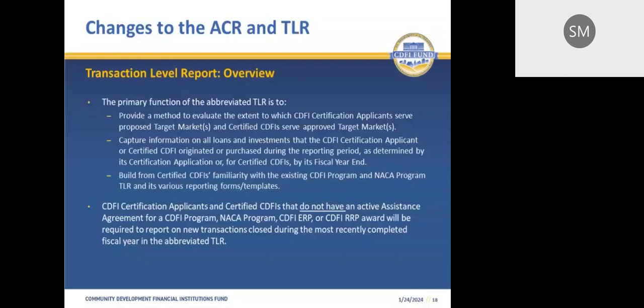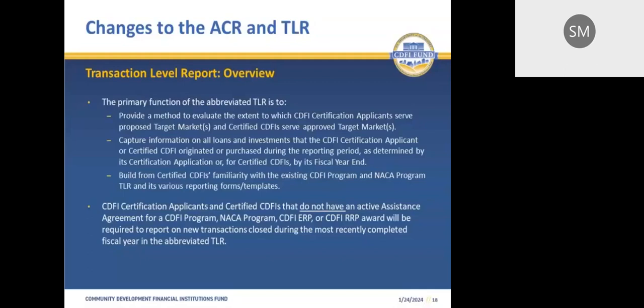All CDFIs that were certified as of December 20th, 2023, and do not have an active assistance agreement, I'll repeat that, do not have an active assistance agreement for a CDFI program, NACA program, CDFI ERP, or CDFI RRP award, and are planning on seeking to be recertified under the revised certification application, are required to complete and submit an abbreviated TLR as part of the application submission.